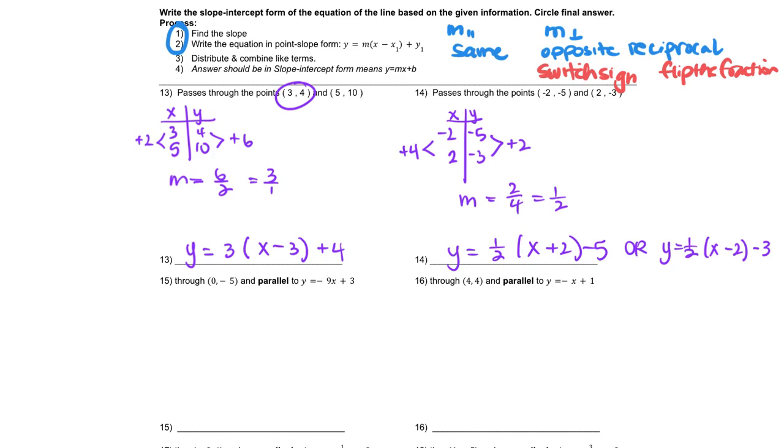Do a quick check. You should have gotten your slope to be 1/2, and either one of these equations is correct. You did not have to put it in slope-intercept form, and you only need one equation. I don't care which it is.